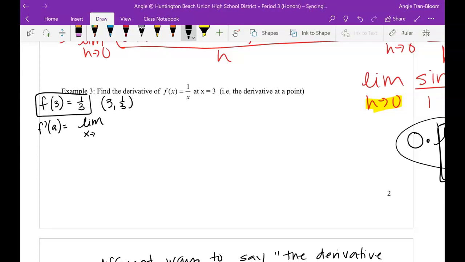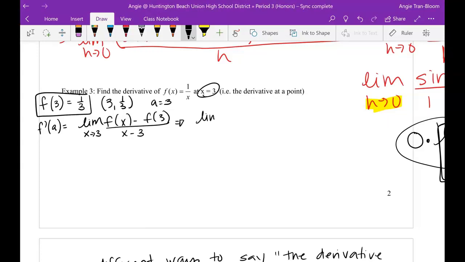Okay, so the formula says f prime of your point, whatever this point is, a, is the limit as x approaches a. In this case, your a is 3. X approaches 3 of f of x minus f of 3, because that's f of a, all over x minus 3. So by definition, the limit as x approaches 3 of f of x, which is 1 over x, minus f of 3. I found f of 3 already, so I'm just plugging in 1/3 minus 1/3 all over x minus 3.